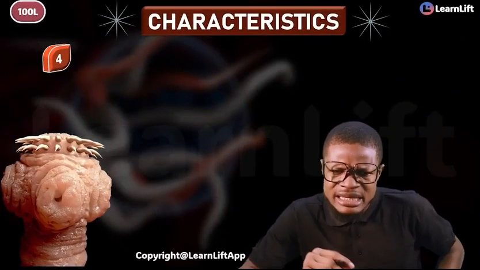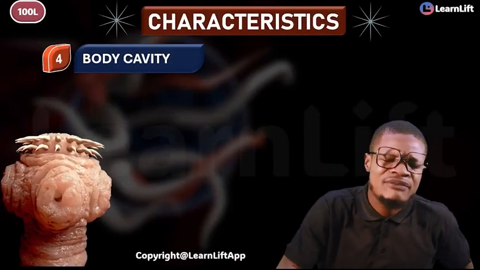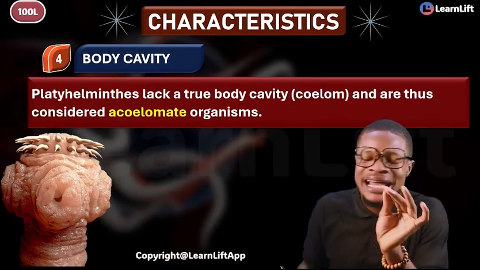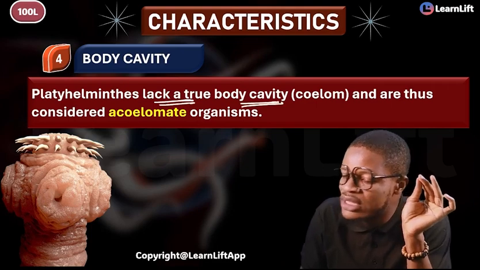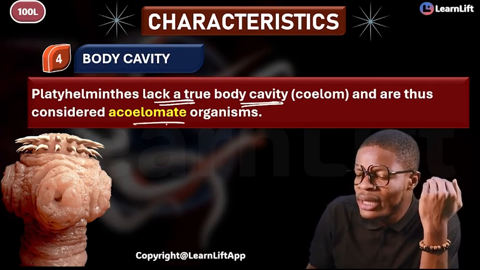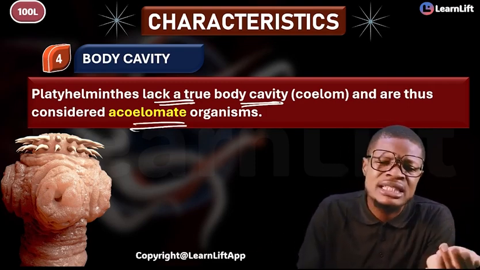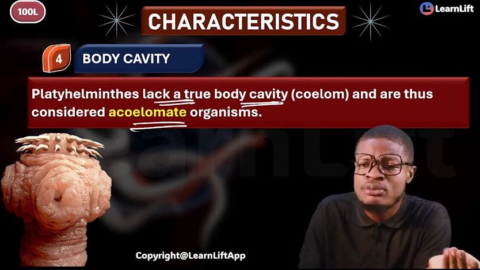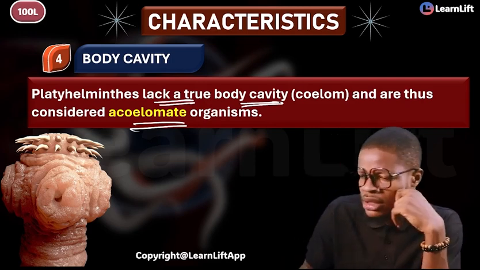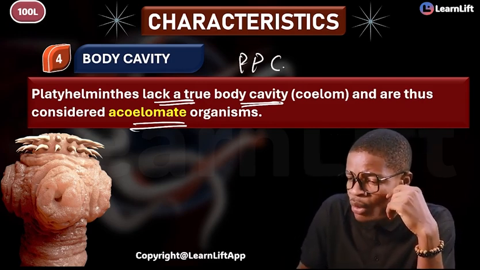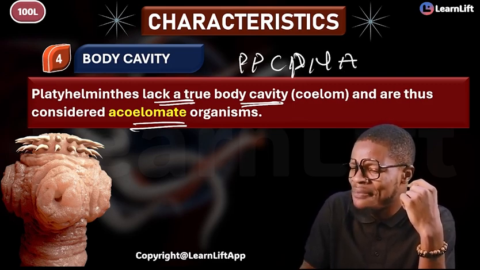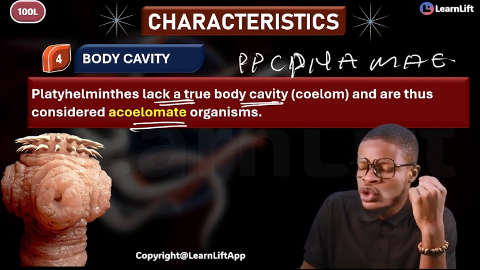Now, understand this, that number 4 character is called body cavity. Oh, yes. What type of body cavity do you see in your platyhelminthes? Now, follow me. Platyhelminthes lack a true body cavity or coelom. And because they lack a true body cavity, it means they are acoelomate. Acoelomate organisms are organisms that don't have any body cavity. There is no true body cavity in acoelomate organisms. In fact, they are not even pseudocoelomates. Oh, come on, explain something. In your PPCP Namea, we will always make reference to this so that you catch it. Now, I would like to show you something here.